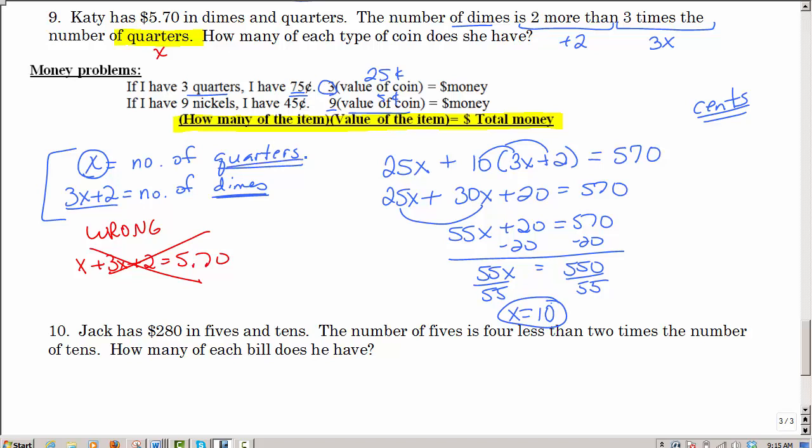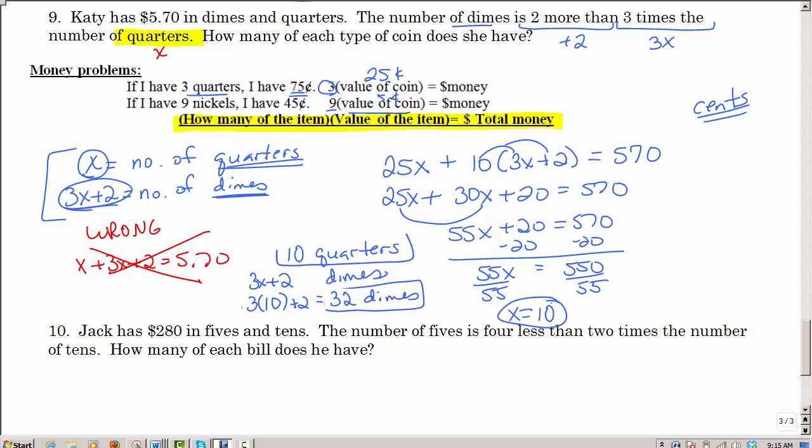Alright, so what does x stand for? x stands for the number of quarters. Katie had 10 quarters, and then 3x plus 2 was the number of dimes she had. So 3 times 10 plus 2, that's 30 plus 2, so that's 32 dimes. So she had 32 dimes and 10 quarters. Does it really equal $5.70? So this was wrong. Don't do that. You've got to multiply how many you have times the value, to equal your total money.